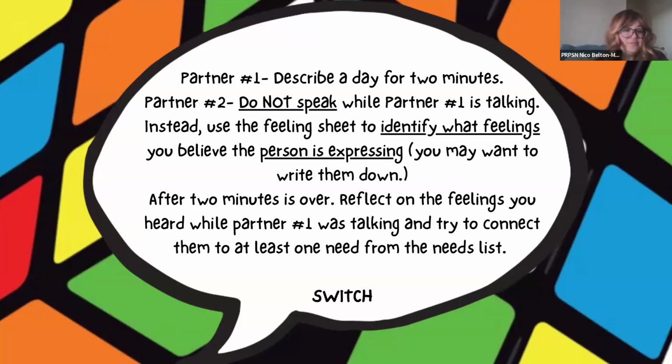You're going to talk about your day for 2 minutes, and the second person is just going to listen. You're not going to talk. Instead, you're going to try to identify what feelings you think they may be expressing. And after 2 minutes, you'll reflect on the feelings you heard. You'll ask, did I get this right? This is what I understood. And if you misunderstood, that would be the point for them to clarify. If not, you'll switch roles and do the same thing. Do we have any questions?